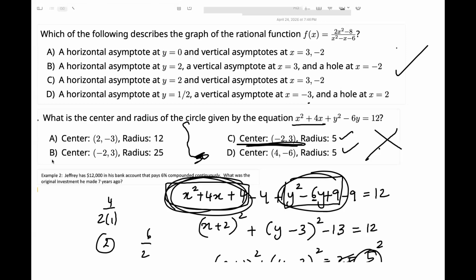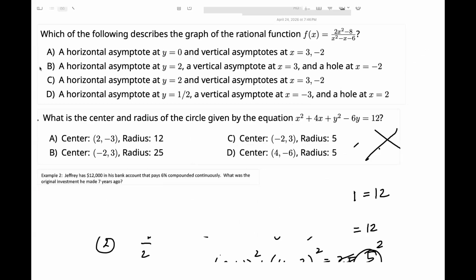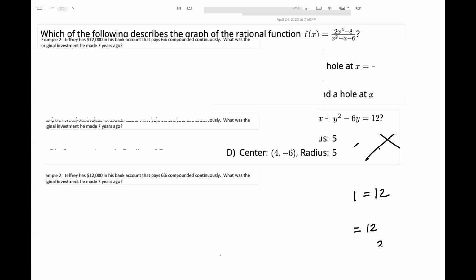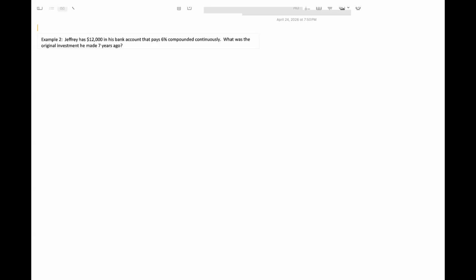Okay, let's move on. Let's see more. But what did I do on that? Okay, this one, guys, did you do this problem? Jeffrey has $12,000 in his bank account that pays 6% compounded continuously. What is that? Do you all know? Miss Priya, I don't know the formula for that.